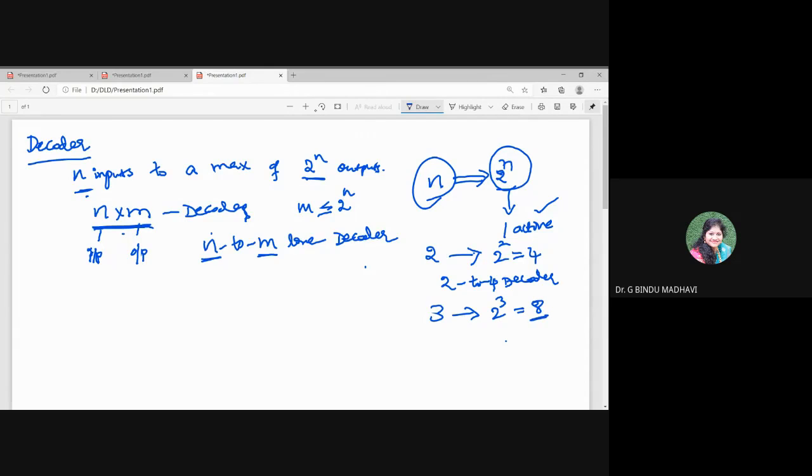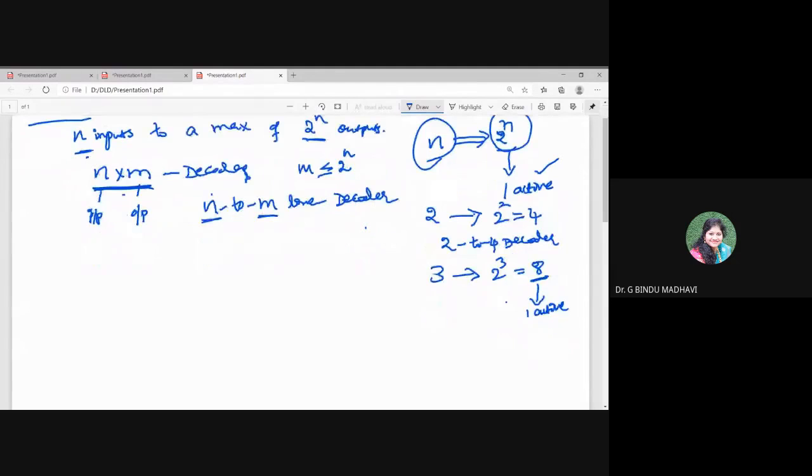But out of 8, only one will be active at any time. So only one output will be produced, but the maximum number of outputs is 2 power n.